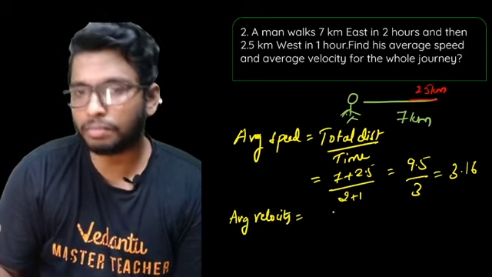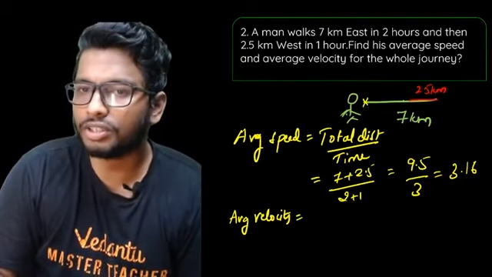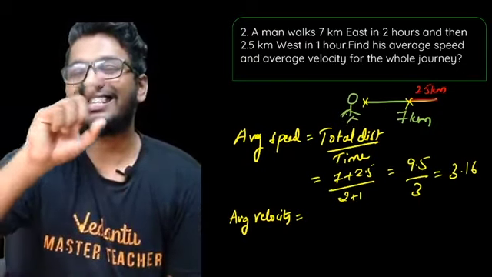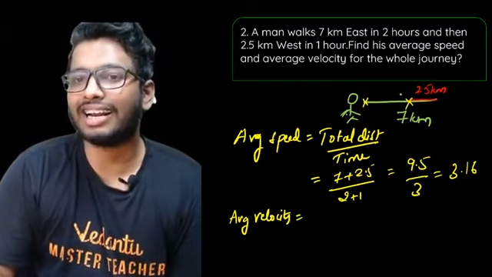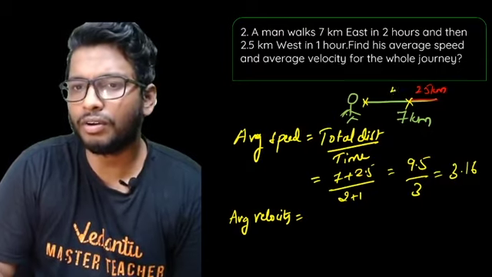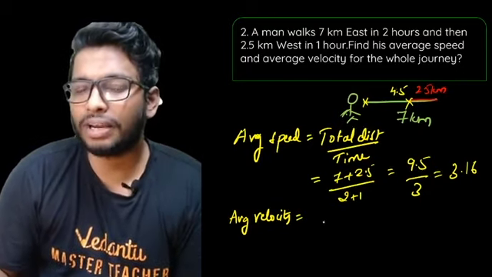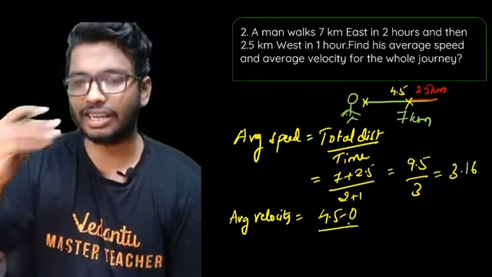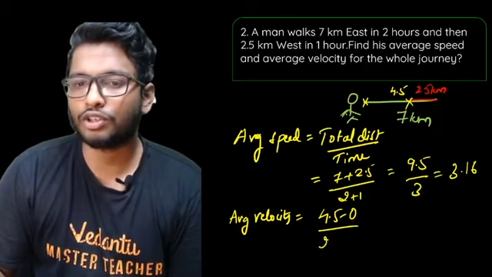again, it is total displacement by total time taken. Now, in this case, displacement is basically final position minus initial position. This is the initial position, this is the final position. So the final position is 7 minus 2.5, which gives me 4.5 if I'm not wrong. Yes, 4.5. So you'll have to write that as 4.5 minus 0, final position minus initial position, divided by the time taken. Time taken is still the same, that is 2 plus 1.